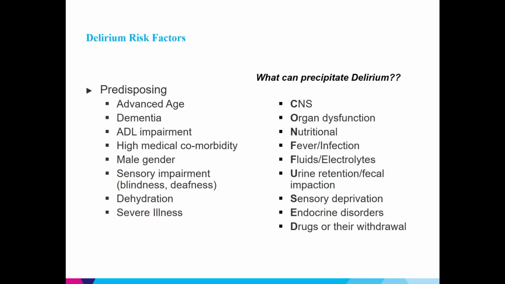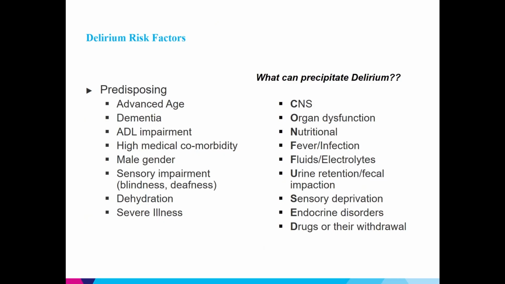So taking a look and using this mnemonic CONFUSE, ruling out any sort of acute issue related to the central nervous system, baseline organ dysfunction, so that acute renal injury or dehydration, nutritional deficits, a new infection, metabolic derangements, and fluid and electrolyte abnormalities. For our older adults, this may also include urinary retention, severe constipation, and fecal impaction. Paying specific attention to certain endocrine disorders, sensory deprivation that tends to happen in the acute care setting, and even drugs or the withdrawal of medications that the patient is typically on.